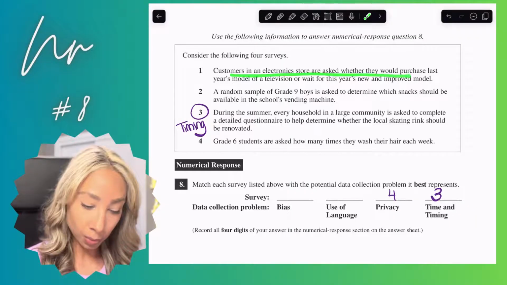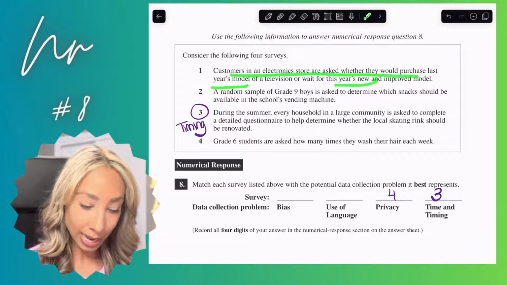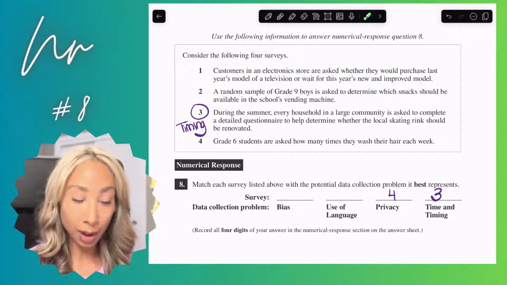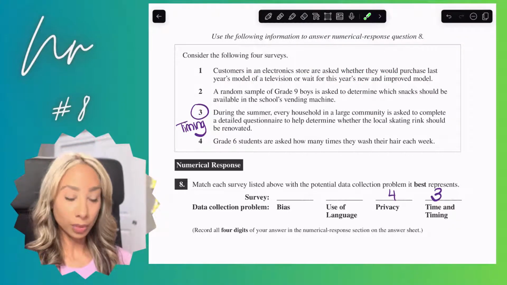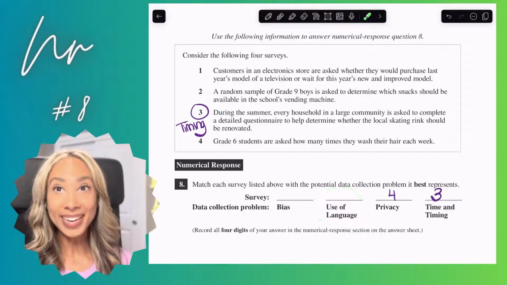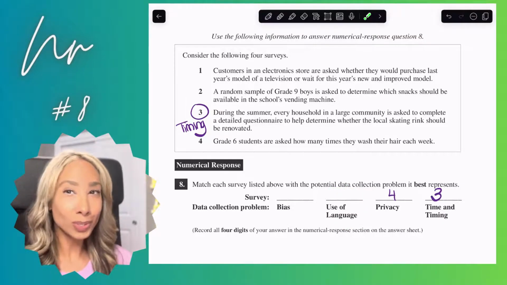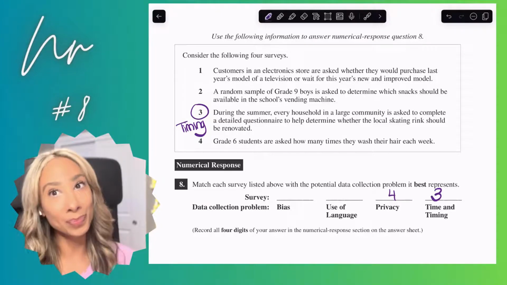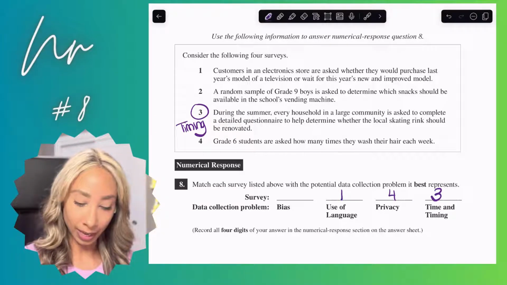So with this one, we're looking at whether or not they would purchase last year's model or wait for this year's model. So the thing with that one is we do have a use of language here, right? So we're asking someone, hey, do you want what's old from last year or do you want something new from this year? So that one's definitely going to be a language problem.